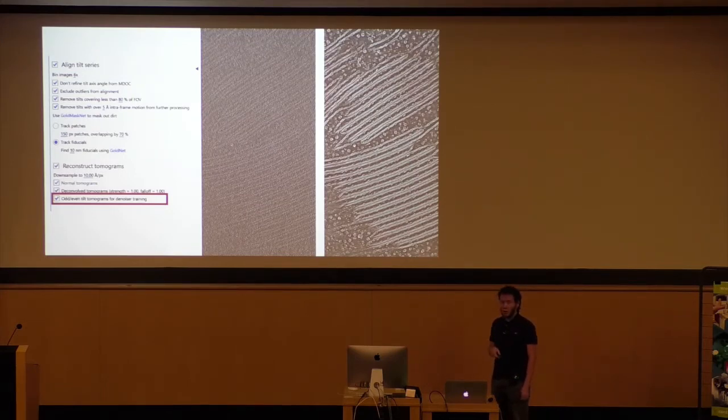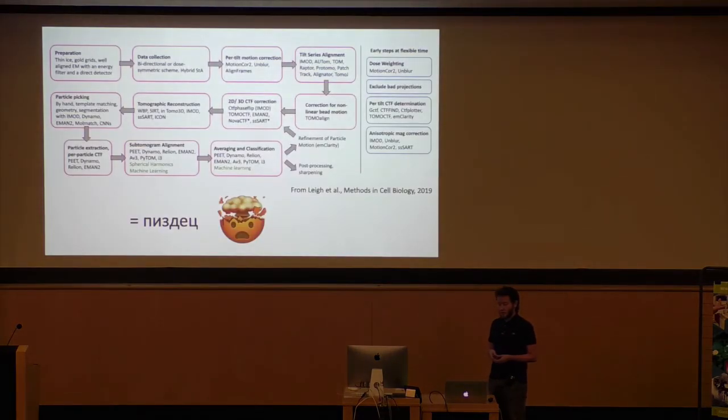So where does this put Warp in the context of the current tomography, especially subtomogram averaging pipeline? Now there is this nice review from the Kudryashev lab that appeared earlier this year, where they list all of the different options and all the different steps that you currently have to take to get to a high resolution subtomogram average. Now, this is a lot. There is a great Russian word to describe that, which basically translates to clusterfuck.